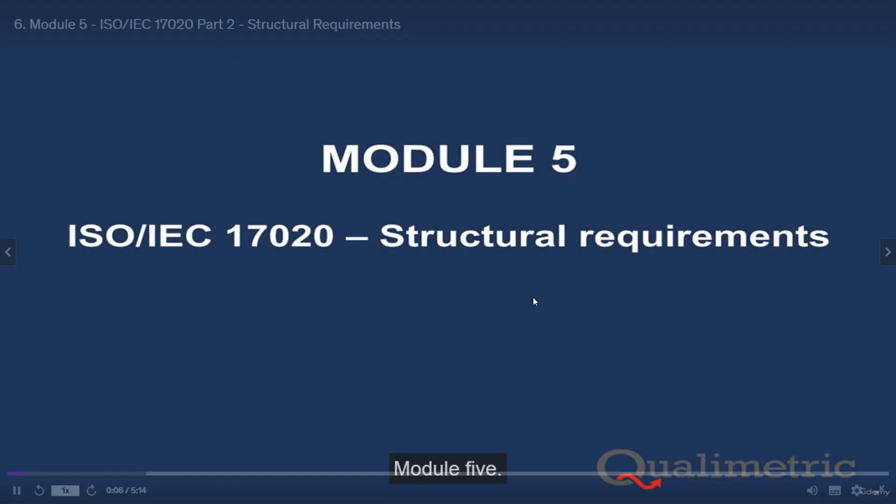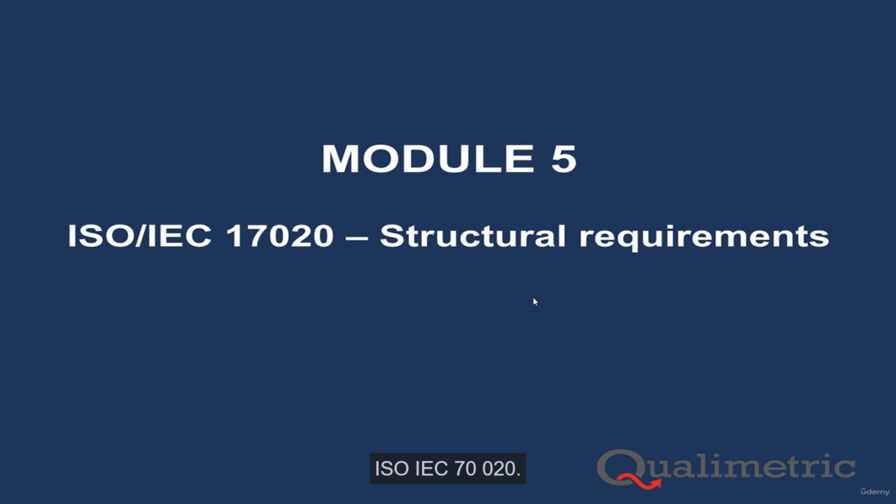Module 5 ISO IEC 17020 Structural Requirements. This section is divided into two parts. The first is the administration of the organisation, the second is about organisation and responsibilities.